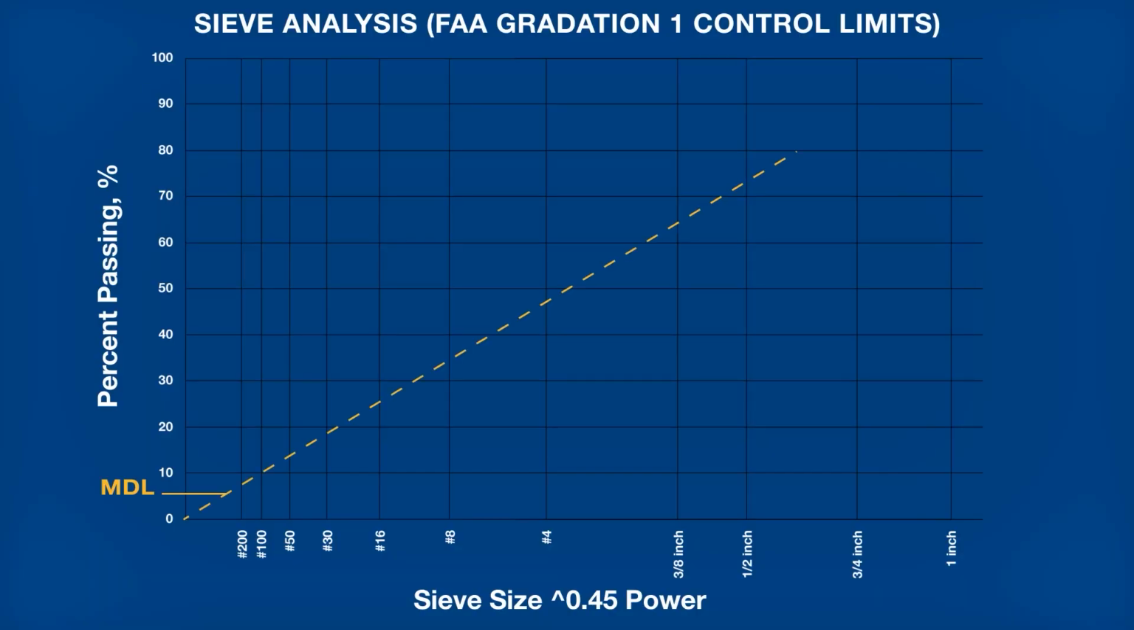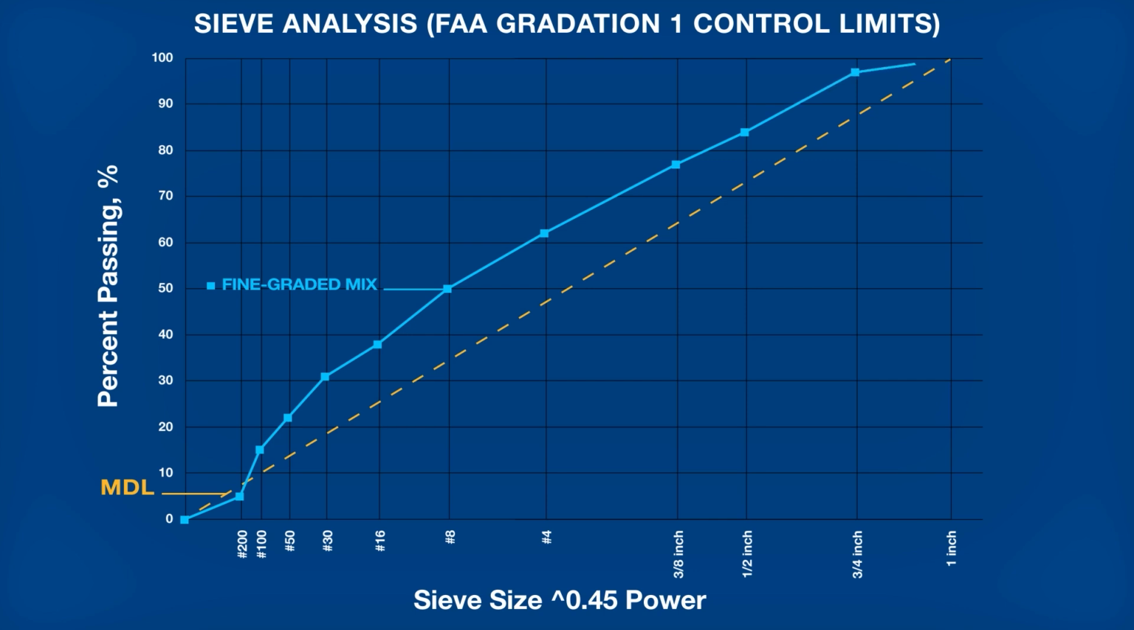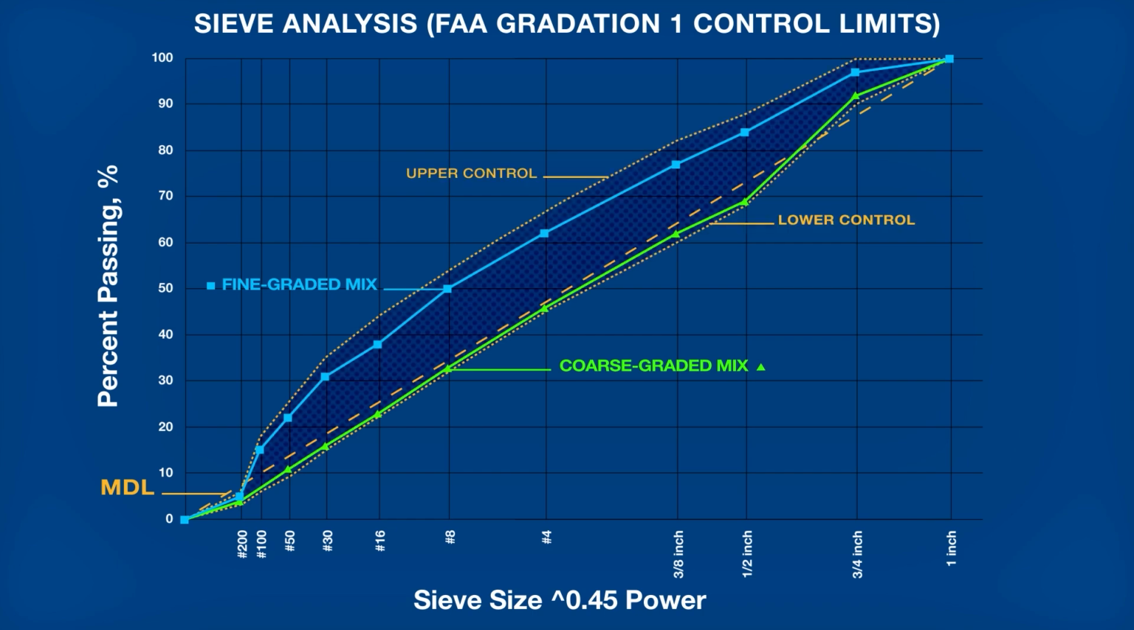The maximum density line, or MDL, separates fine-graded from coarse-graded mixes based on gradation. Fine-graded mixes with more sand-sized particles plot above the MDL, while coarse-graded ones plot below. Airfield mixes are typically fine-graded. Agencies such as the FAA may also set upper and lower limits to further control the material.